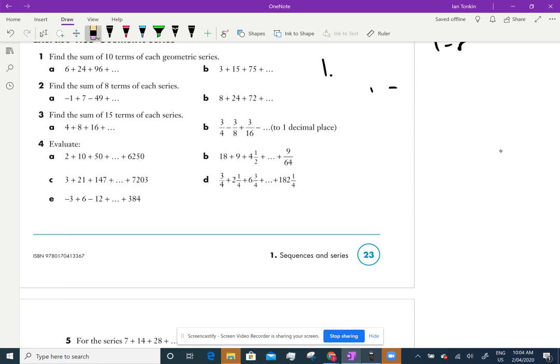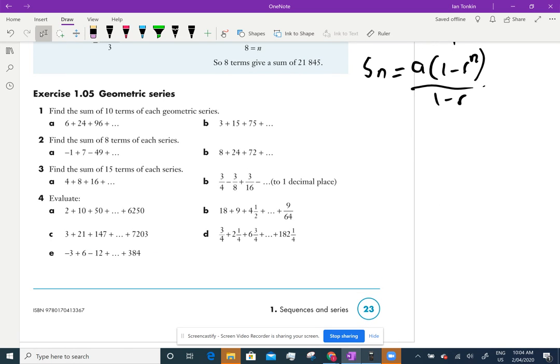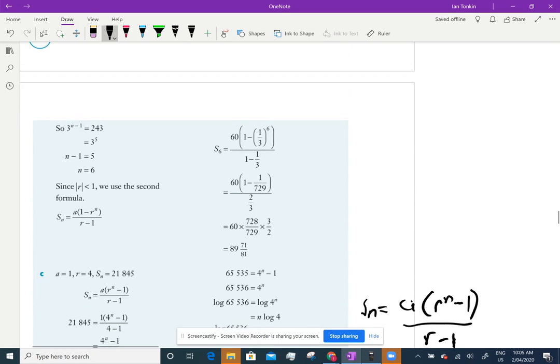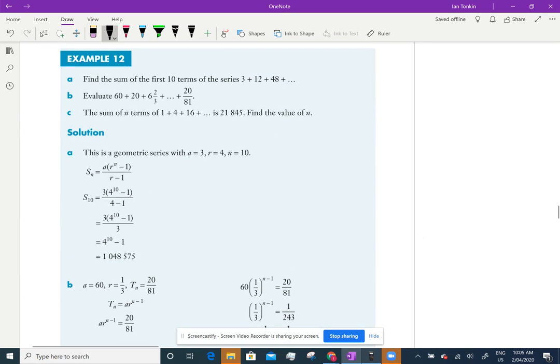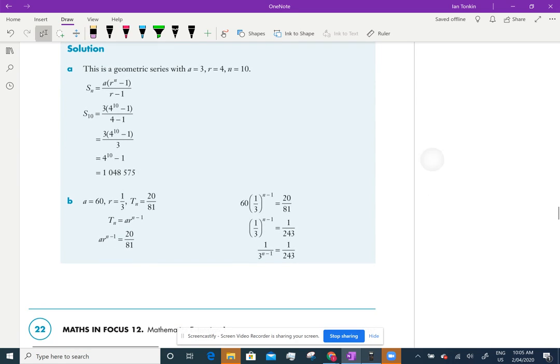So question 4. Well, they don't tell us how many terms there are. So my suggestion would be to find what that term is. All right. And once you find that term, you can find the sum. I wonder if that's how she did it. Let's have a look at, because I don't usually bother looking at these. Find the sum of the first terms, evaluate that B. Yeah, so you can see she's finding what term it is.